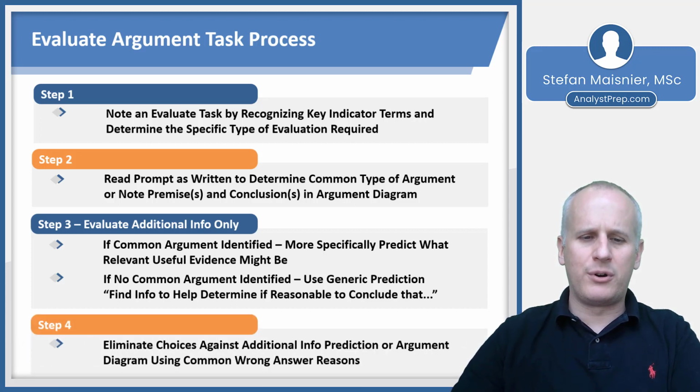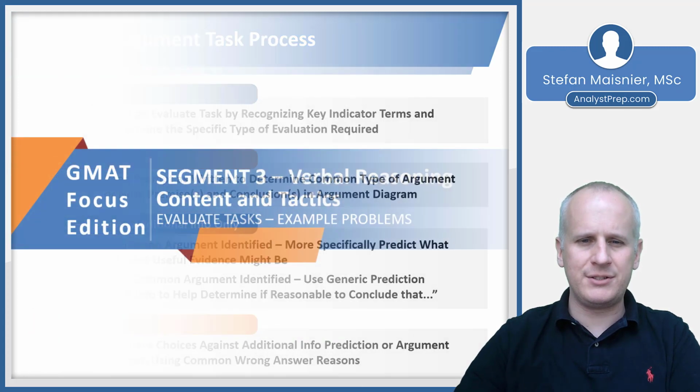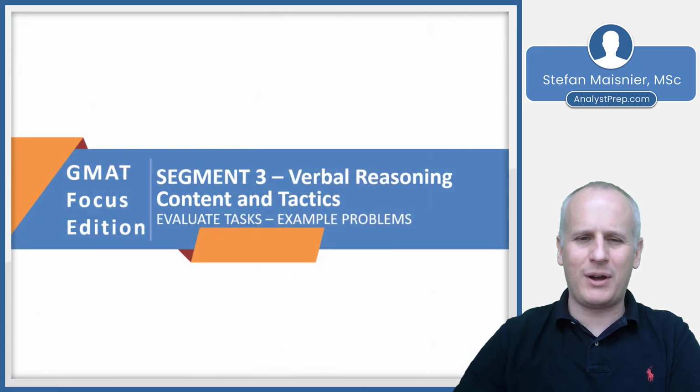And of course, step four, you're going to eliminate your choices against your additional information prediction or your argument diagram using our common wrong argument answer choices. You saw that it's kind of slimmed down what the wrong answer choices are here, but they're still from our argument side, not our inference side. So let's head on over to the whiteboard and take a look at a couple more examples to see how you'll be asked to evaluate arguments on the verbal reasoning section of the GMAT Focus Edition.